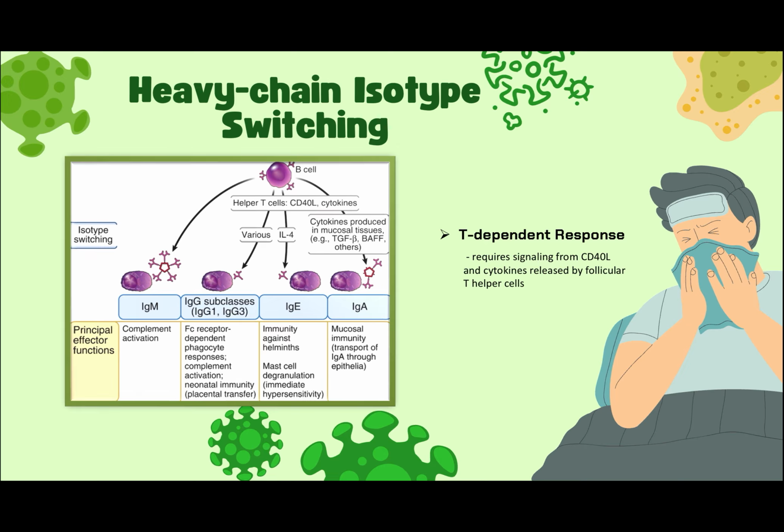Heavy chain isotype switching is a T-dependent response in which naive B cells, initially all IgM or IgD, receive the necessary signals from the CD40 ligand on follicular helper T cells to switch their Fc region. The class immunoglobulin switch here depends on the cytokines produced. For instance, interferon gamma signals the B cells to switch to the IgG class. Interleukin-4 tells B cells to switch to IgE, and transforming growth factor beta tells them to switch to IgA.